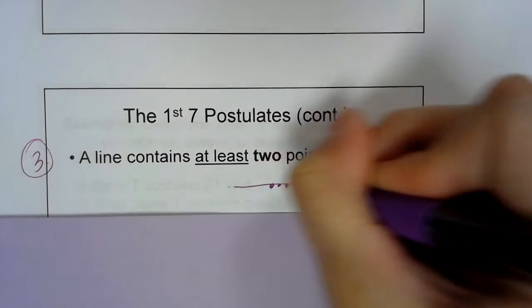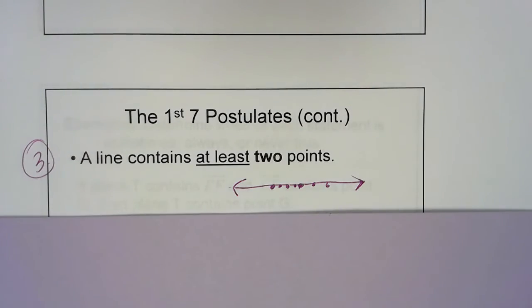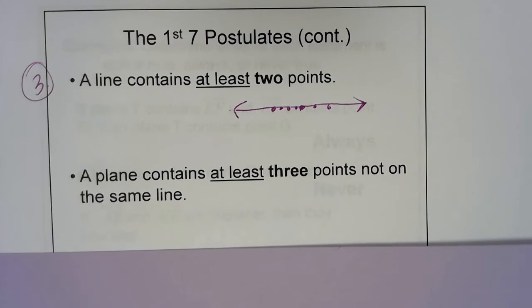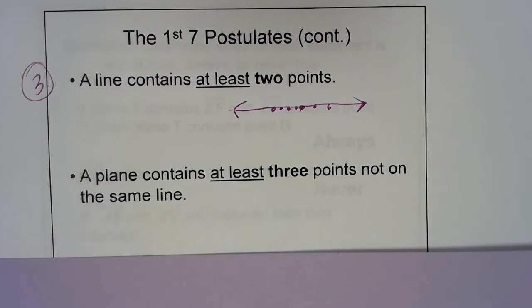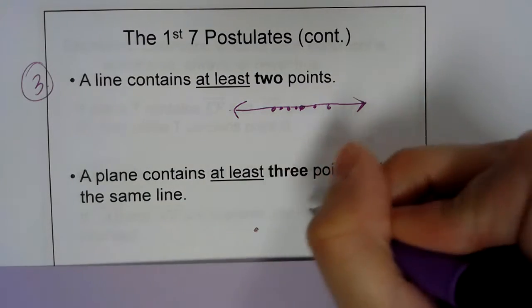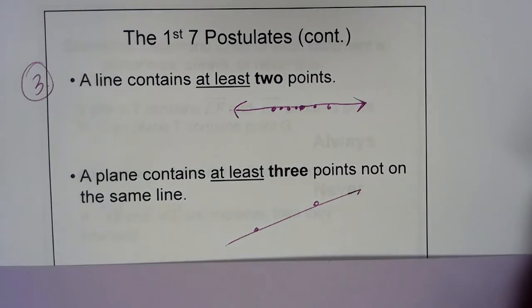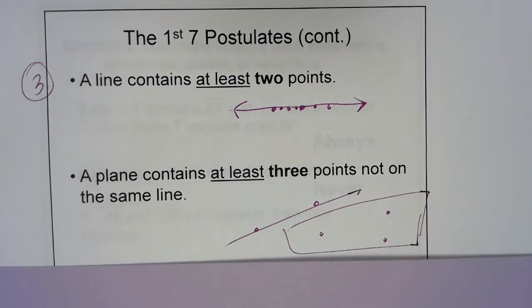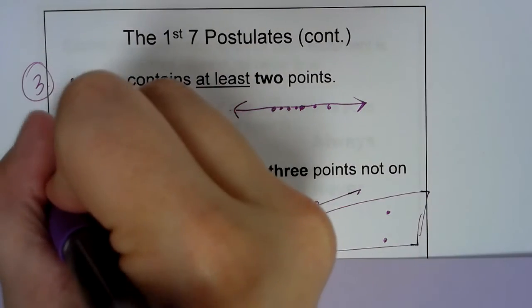A line is just made up of an infinite number of points, but that second point is giving me direction. A plane contains at least 3 points not on the same line. So a plane has to have at least 3 points because if I just have 2, it's just a line. So I've got to have 3 to be able to put them all on a flat surface, on a plane. So that's postulate number 4.